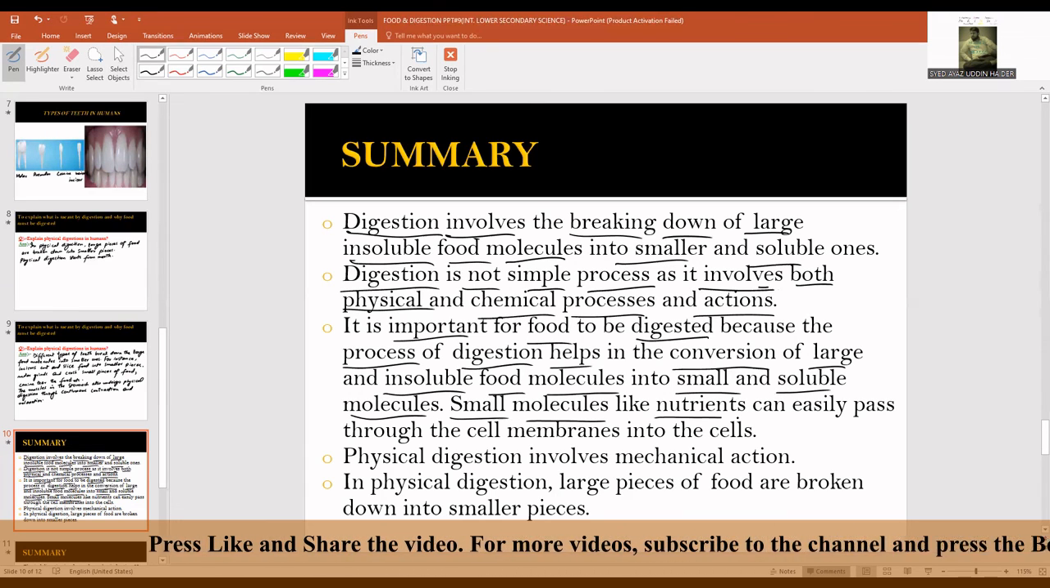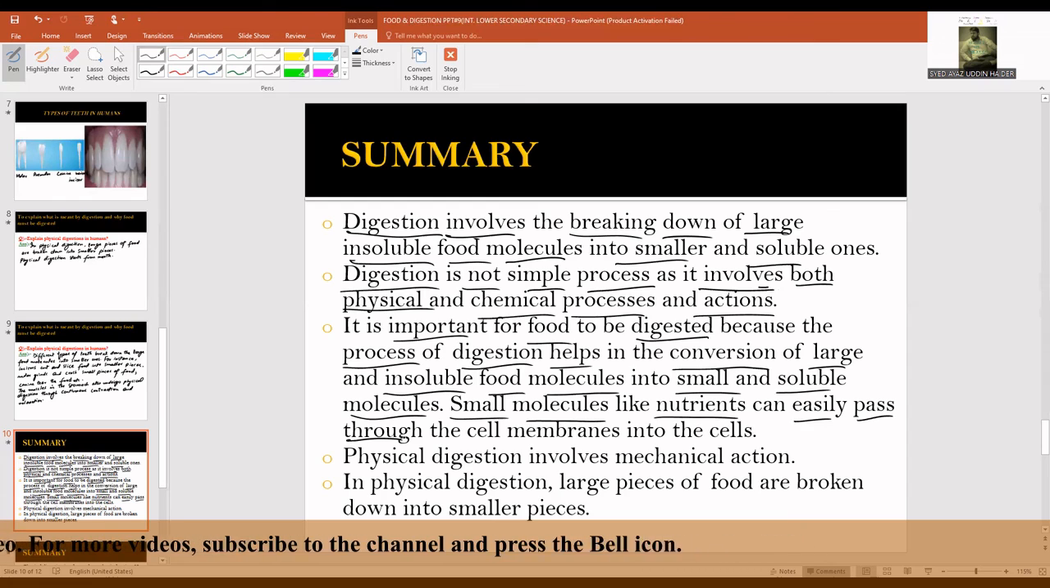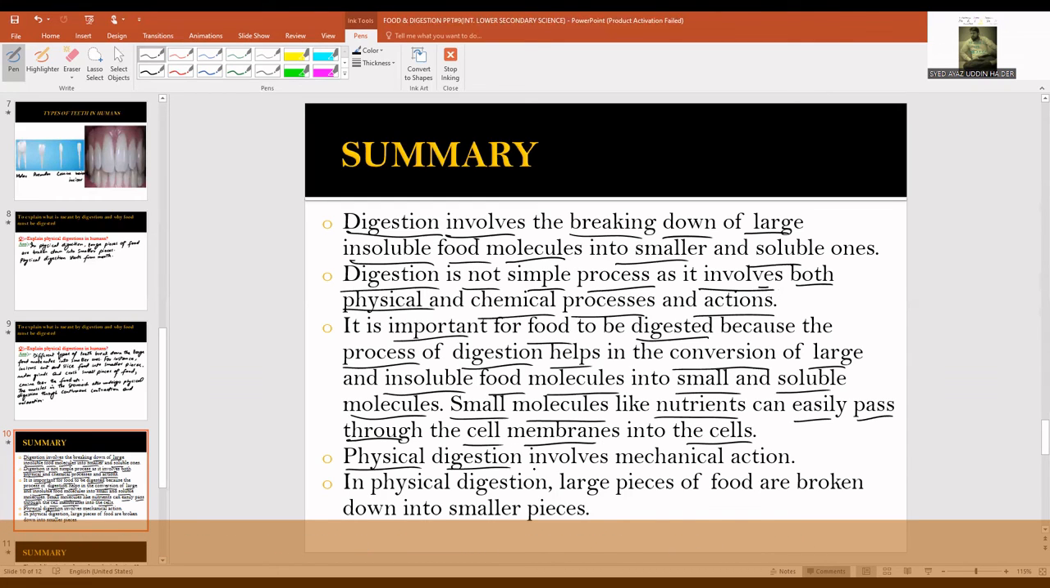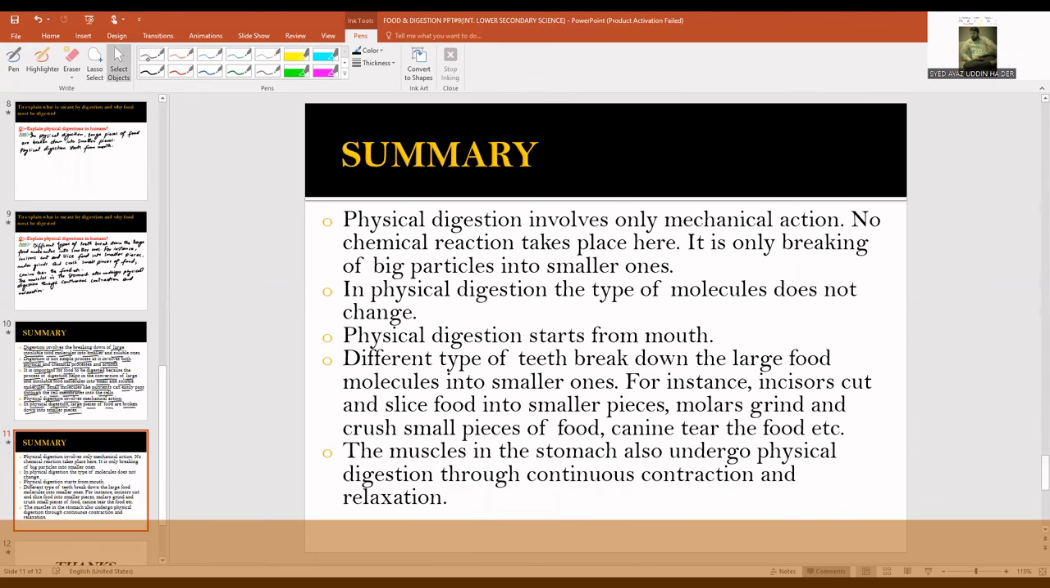Small molecules like nutrients can easily pass through the cell membranes into the cells. Physical digestion involves mechanical action. In physical digestion, large pieces of food are broken down into smaller pieces. Physical digestion involves only mechanical action. No chemical reaction takes place here. It's only breaking of big particles into smaller ones. In physical digestion, the type of molecules does not change.